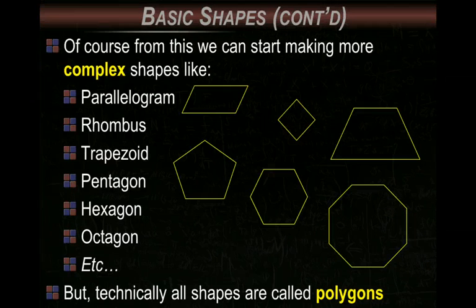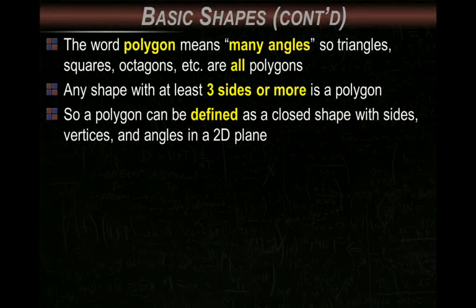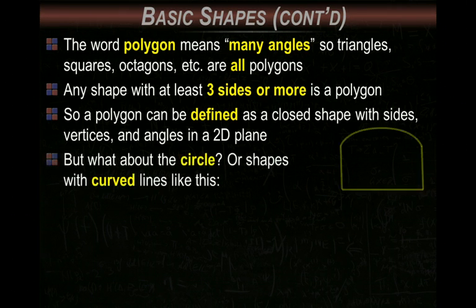all of those shapes are called polygons. Okay? Poly just means many. So a polygon essentially just means many angles. Any shape with at least 3 sides or more is a polygon. Okay? So a polygon can be defined as a closed shape with sides, vertices, and angles in a 2D plane.